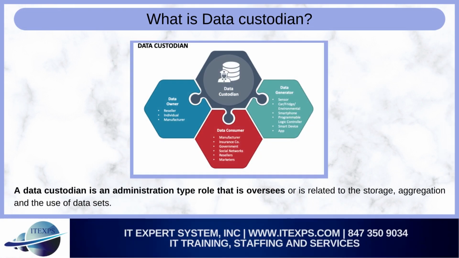What is a data custodian? A data custodian is an administration-type role that oversees or is related to the storage, aggregation and the use of data sets. Data custodians focus on the how instead of the why of data storage. Data custodians have the ability to structure or restructure a relational database system, work with middleware to serve a central data warehouse, or provide schemes or workflows that show how databases are structured. This type of administration role can be involved with the data governance team. A data custodian ensures that access to the data is authorized and controlled.